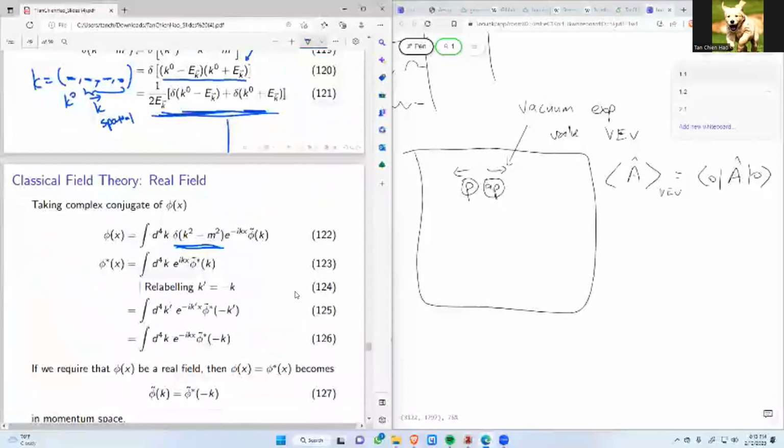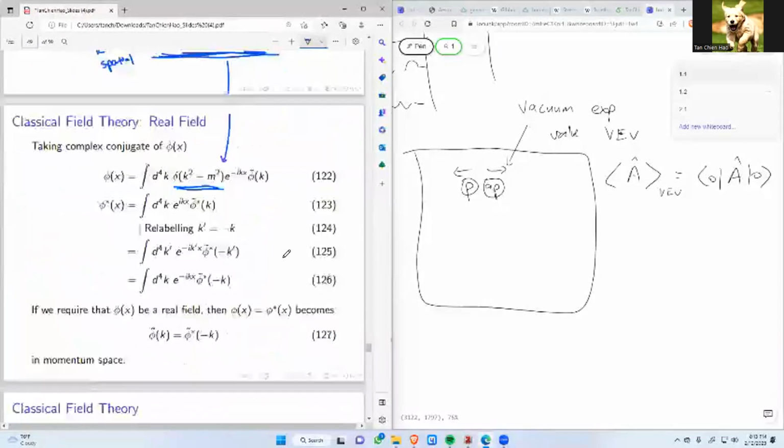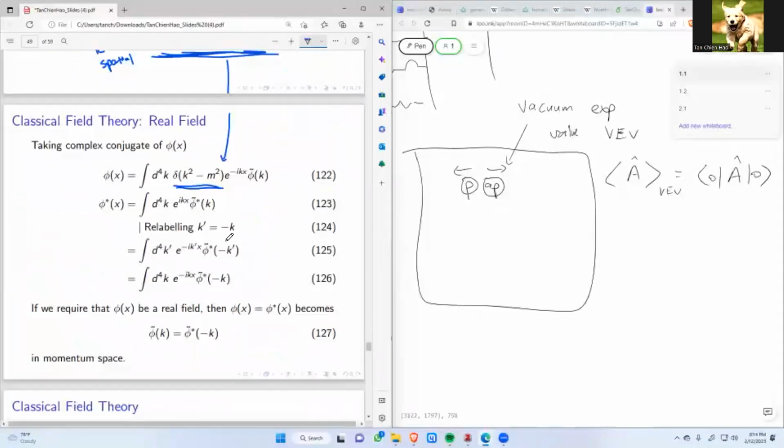If so, we can now substitute the above expression into this over here. But before that, we're actually going to take the complex conjugate of the field, the real field. The reason I'm doing that is because I want to show eventually that plugging in a minus k is equivalent to taking the complex conjugate.